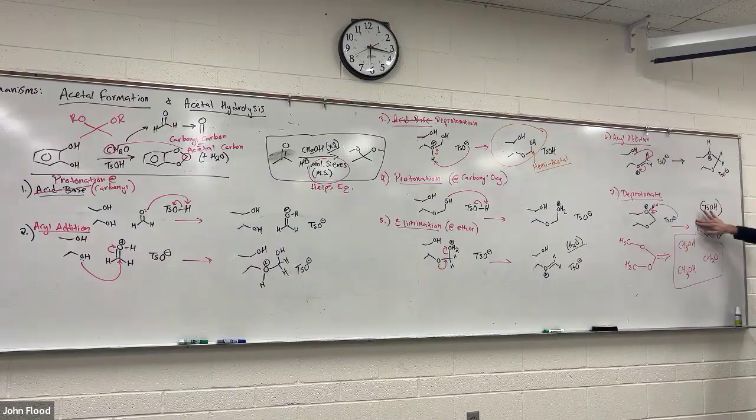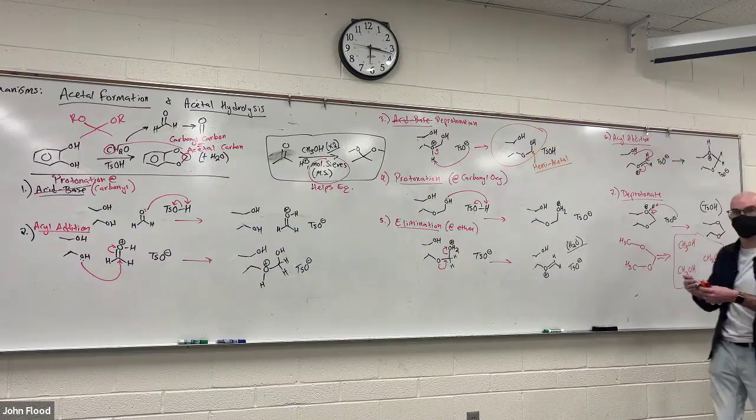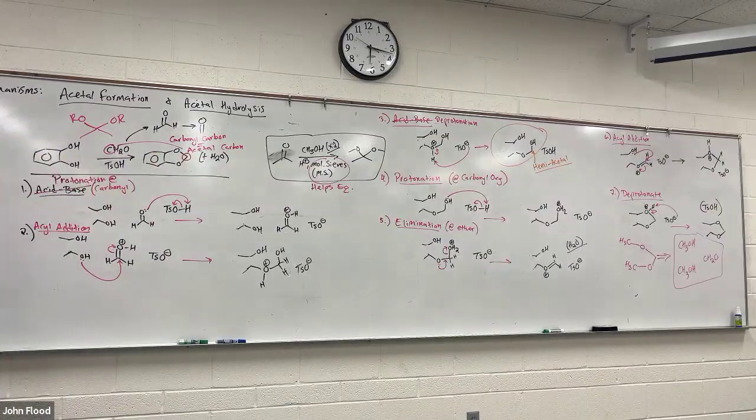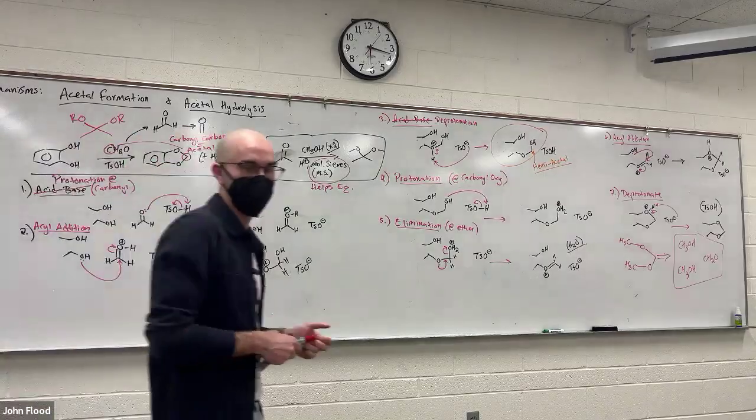So what do you do if you want to practice this mechanism and John hasn't given you enough carbon chains to draw? Like, all I've given you is this one. What can you do? Change the carbon chain. Take it from benzene to cyclopentane. Take it from ethanol to isopropanol. It's all identical. All right.